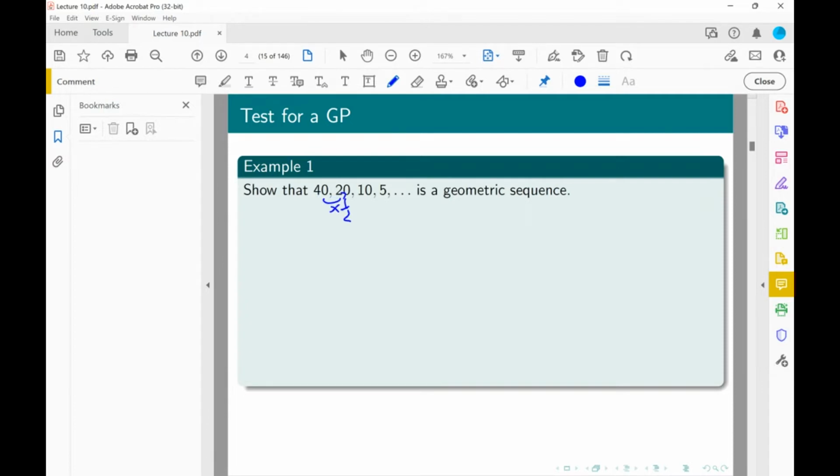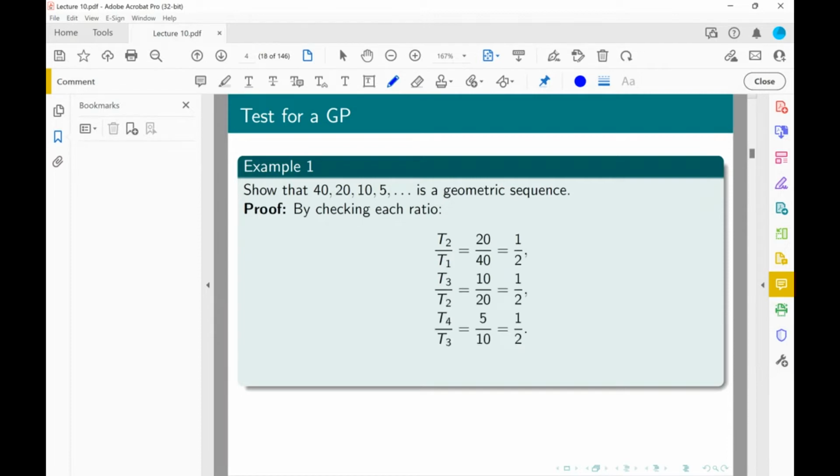So if we look at these values, we're just halving each time. So 40 divided by 2 is 20. Divided by 2 again is 10. So we're just multiplying by 1/2. So just check each ratio. T2 on T1 is 20 on 40, 1/2. T3 on T2 is still 1/2. And T4 on T3 is still 1/2. And we would expect we would just continue by halving each term by multiplying by 1/2. So it's a GP, it's a geometric sequence with the common ratio 1/2.